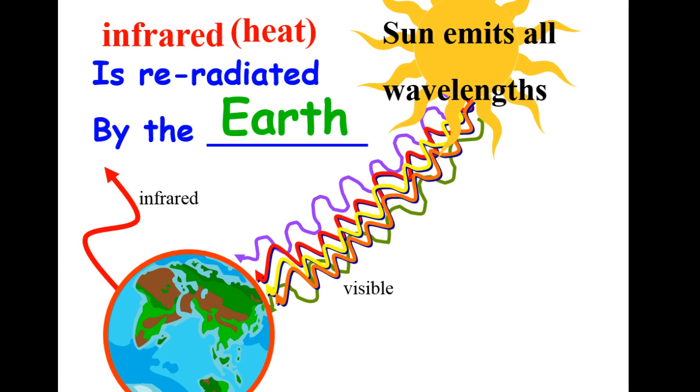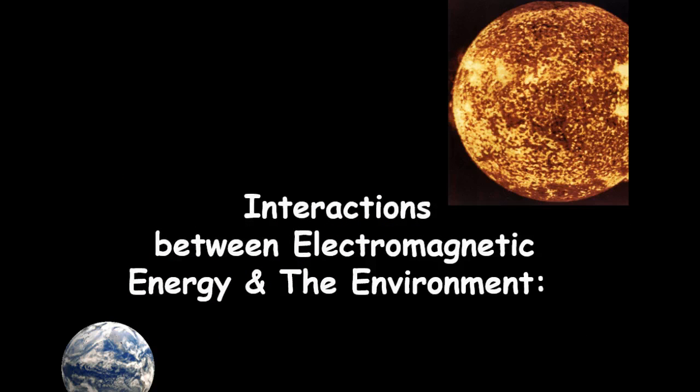So you're going to need to copy this down in your notes. Make sure that you get every one, and if you need to pause to fill it in, that's okay too. So we have interactions between electromagnetic energy and the environment that we need to document as well. Pause the video and get this down. These are the 5 different ways that the wavelengths go through our atmosphere.